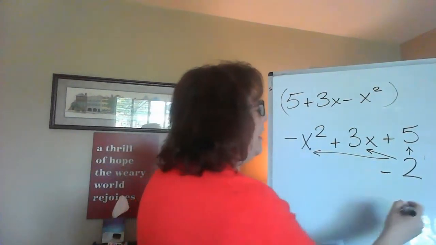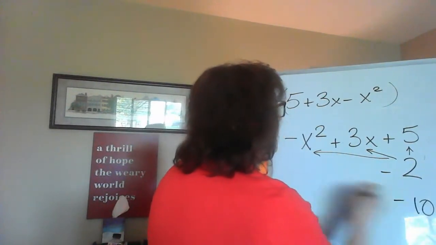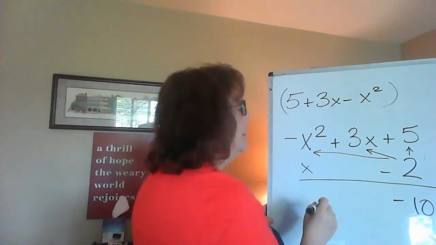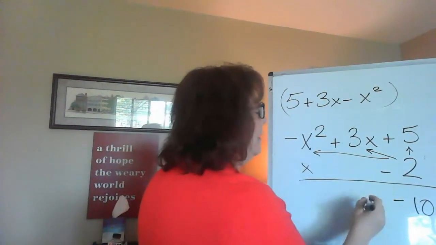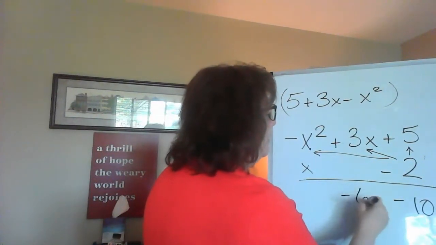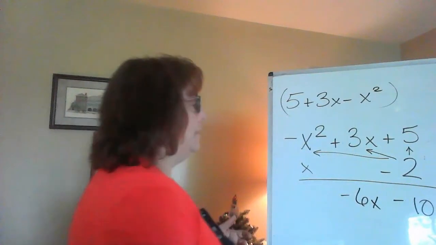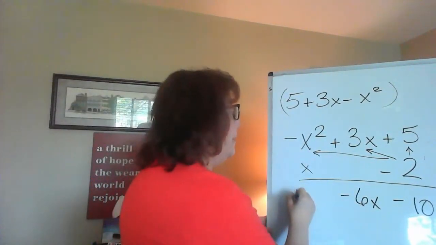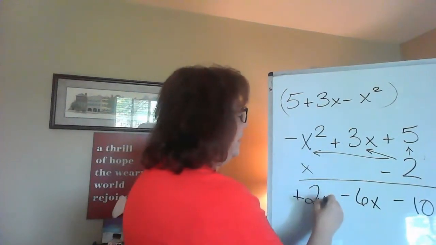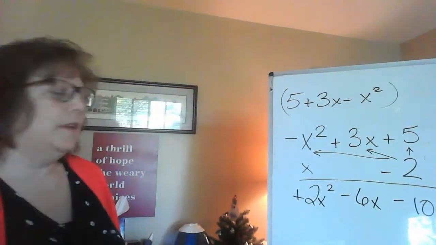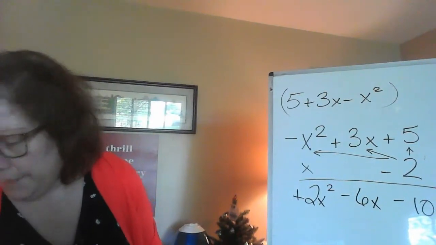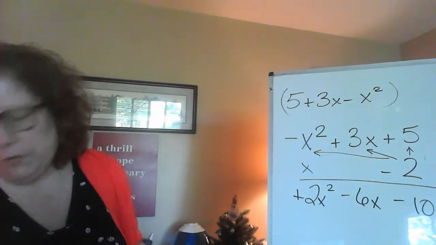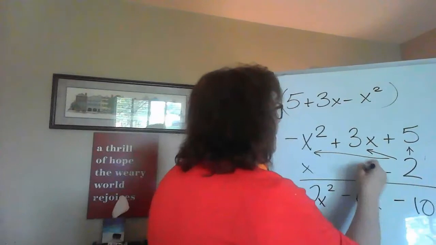So then I'm going to end up with negative 10. Negative 2 times the 3x is going to be a negative 6x. Don't forget to pop those signs in right along with them. And negative 2 times the negative x squared is going to be a plus 2x squared. All right. I think we got the same thing. Yep, we did. Well, I can't ignore the x forever. He's got to come back on the scene.